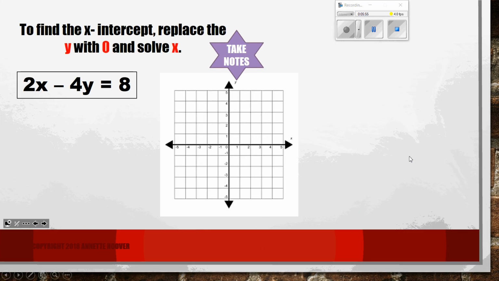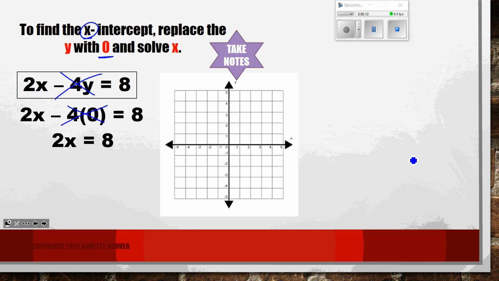On your notes, here's another example that we're going to do. Again, to find the x-intercept, we want to plug in 0 for y. If we plug in 0 for y, that part of the equation goes away because any number times 0 is 0. You're left with the one-step equation. And of course, x equals 4. So our ordered pair that we created was (4, 0).